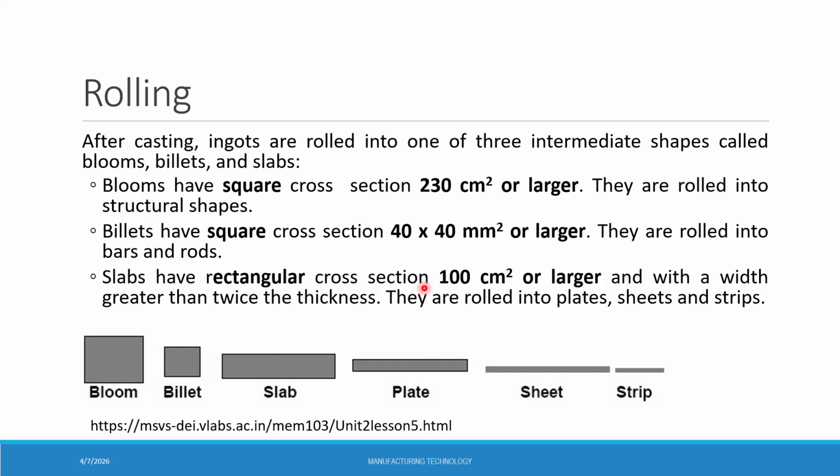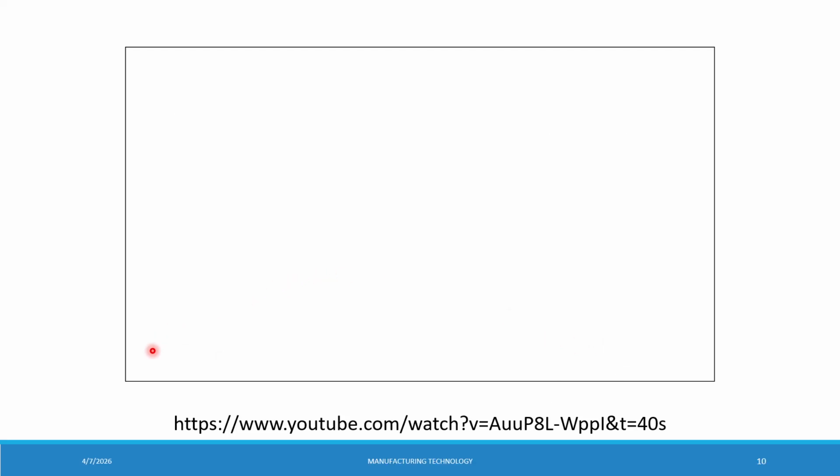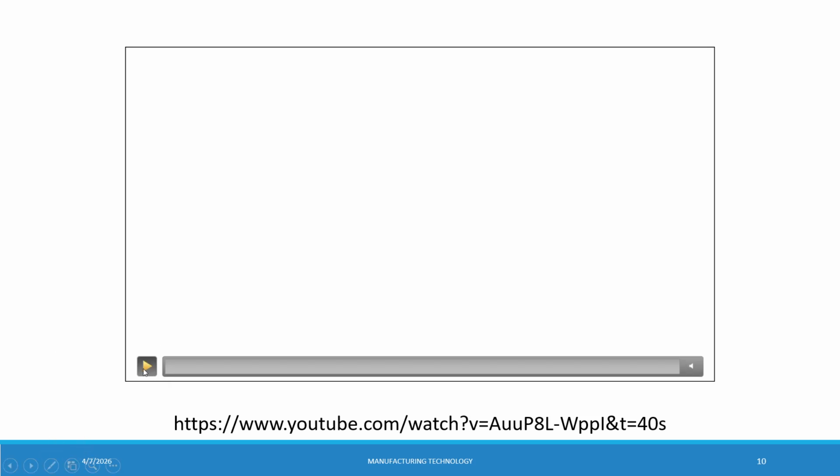A slab is a rectangular cross section where the width of the structure is greater than twice the thickness. This is a key concept you have to understand whenever you are talking about a slab structure. These slabs are then converted into plates, sheets or strips which are much thinner in nature. To understand, I just want to share a video with you where the rolling process is shown on materials. Alright, let me play this video.